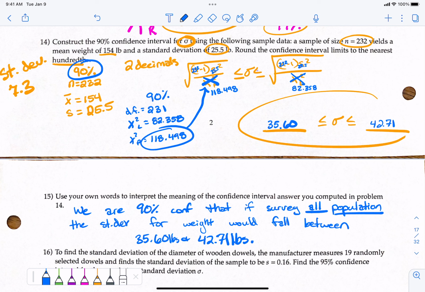Now, notice in there that we did not use x bar, we did not use this 154 at all in our calculations, but what did that help us to find? What did x bar help us with? It told us what we're talking about, the mean weight. So 154 we did not actually use in our calculation.